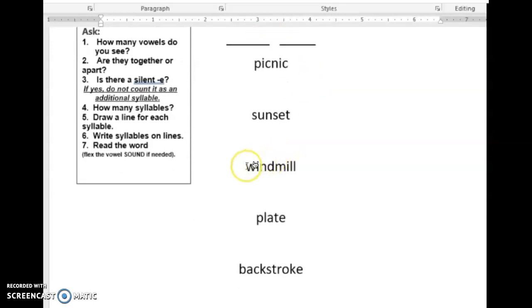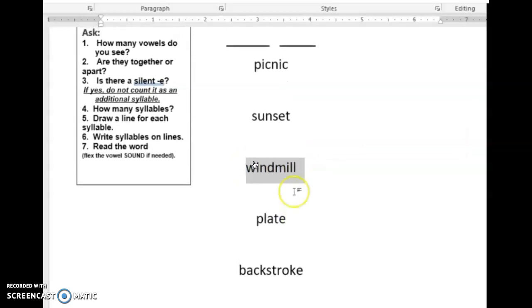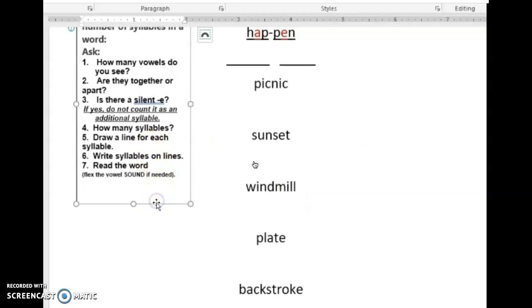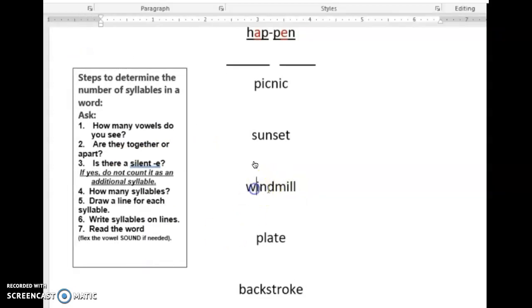Let's take a look at this word here. So we'll do the same thing. And we'll ask the question, how many vowels do you see? And we see two. We have an I and an I. And we'll say, are they together or apart? And we can say that they are apart.